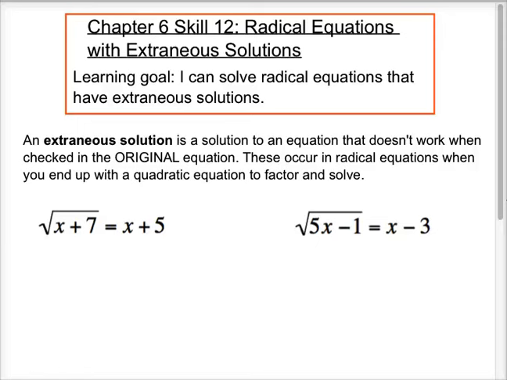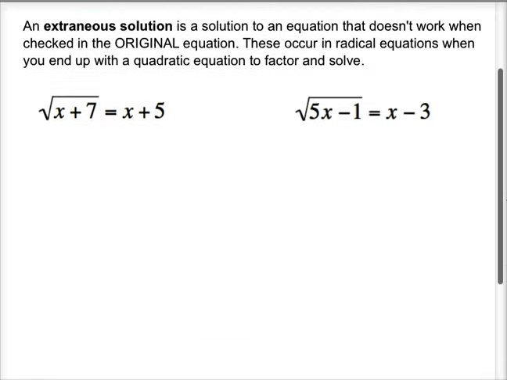Welcome back. In this lesson, we're going to continue to investigate solving radical equations. But in this case, we're going to consider something called an extraneous solution. And I know you've heard this term before, but just to review, an extraneous solution to an equation is a solution that doesn't work when checked in the original equation. These are called radical equations when you end up with a quadratic expression and you end up factoring and solving. So again, let's just take a look at what that looks like, what I mean by extraneous solution.